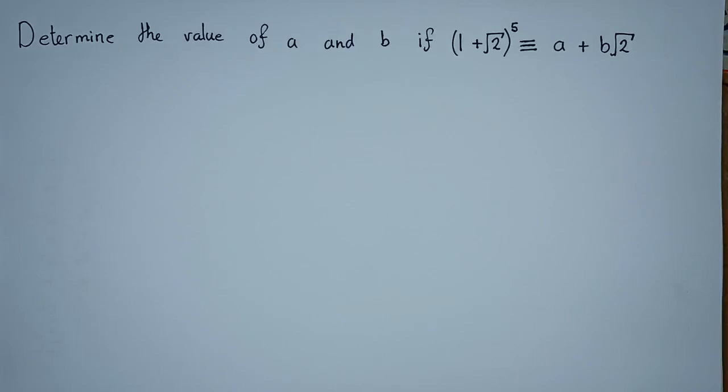Determine the value of a and b if 1 plus root 2 raised to the power 5 is equal to this expression that we have here. Okay, so this is under binomial expansion. To find the values of a and b, we will need to expand what we have on the left-hand side. So focusing on the left-hand side first, let's see how we can expand.